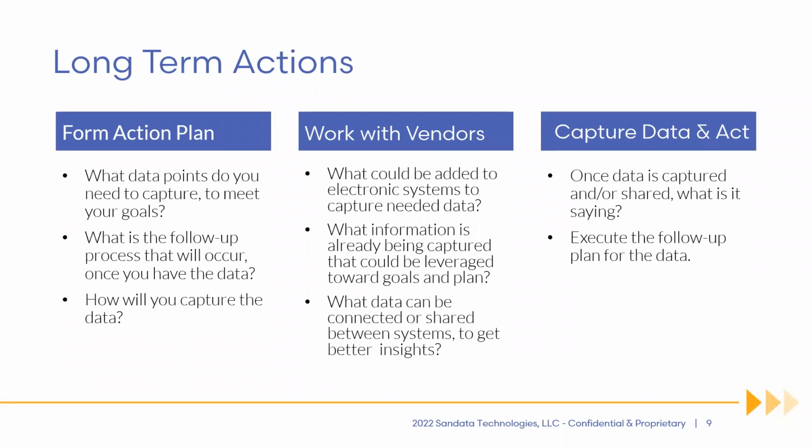What data points do you need to capture to meet your goals? What is the follow-up process that will occur once you have all of the data? So let's say you got all the data you want. One of the key pieces that we see is sometimes missing from that action plan is, okay, now what? Who needs it? Who specifically within your organization, your program, what have you, who needs it? How often do they need it? What are they going to do with it? Do they have the access they need to get it and to take that next step? That's all a key part of that action plan.